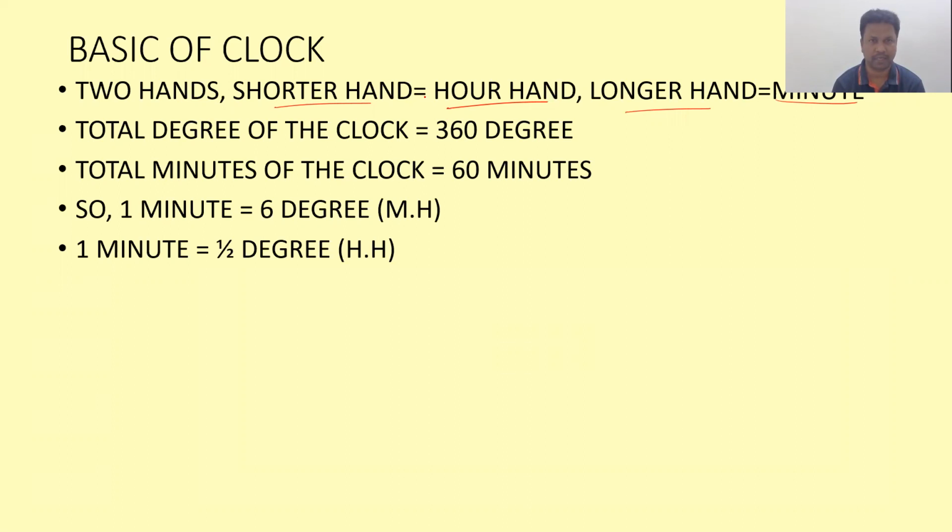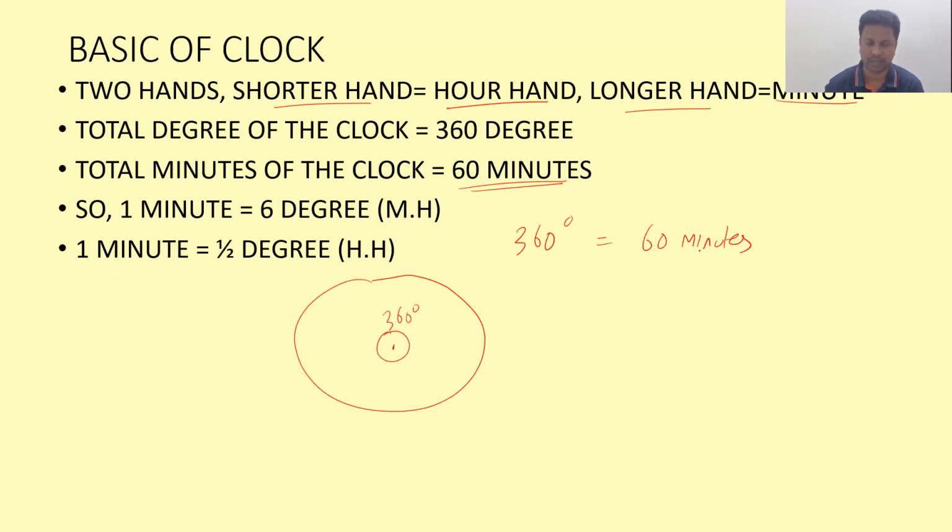The total degree of the clock is 360. So if you take the clock, the total degree is 360 degrees. In minute terms, the total is 60 minutes. So one entire clock has 360 degrees, or in minutes, 60 minutes.